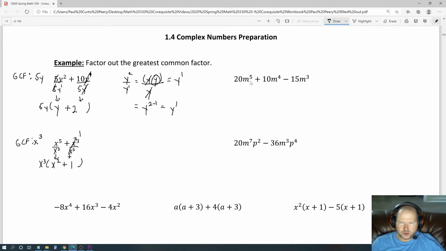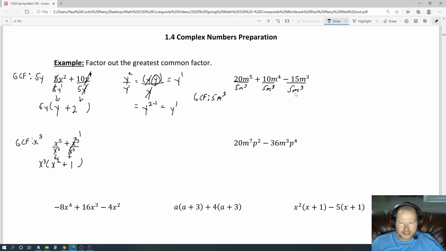All right, let's try this one. Now we have 20, 10, and 15. It looks like the GCF so far is going to have a 5. You can go back and review the rules for division, but we know that since these end in a 0 and a 5, the GCF is going to be a 5. Then we have m to the 5th, m to the 4th, m to the 3rd. So we know it's 5m to the 3rd; we pick the smallest exponent. Okay, cool. So we divide all of these by 5m to the 3rd, 5m to the 3rd, and 5m to the 3rd. Now, be careful.